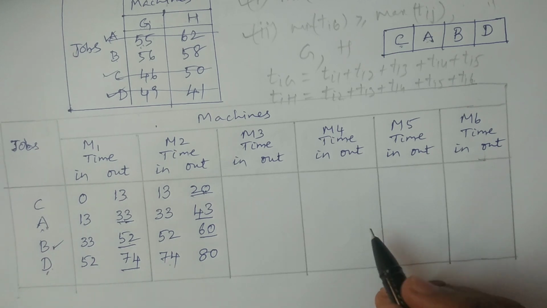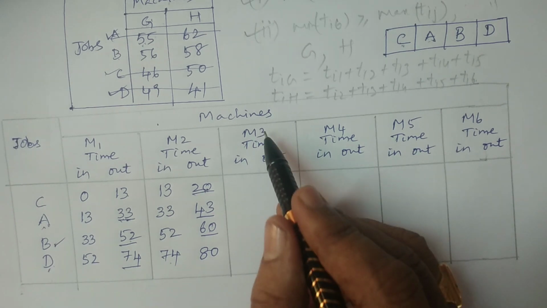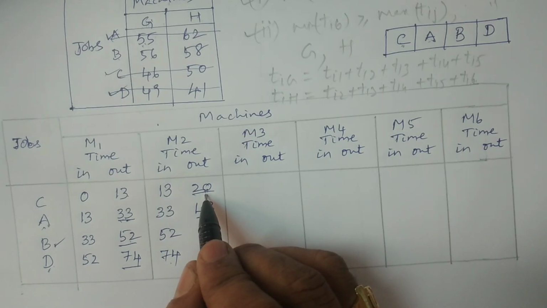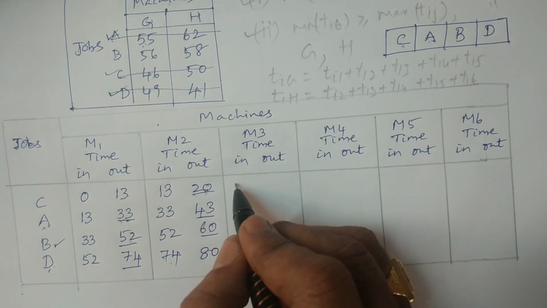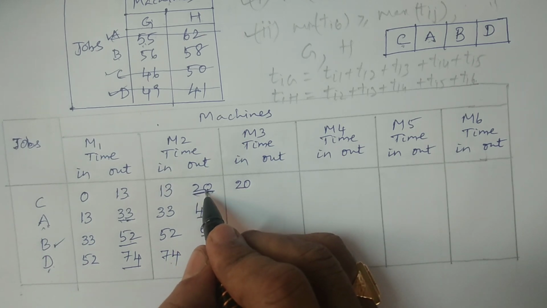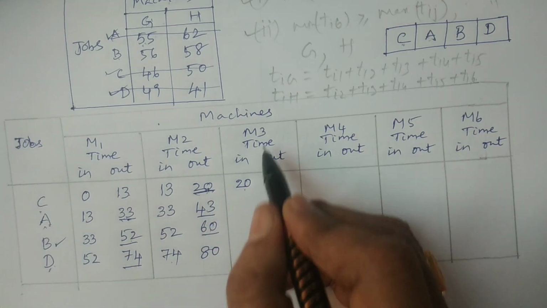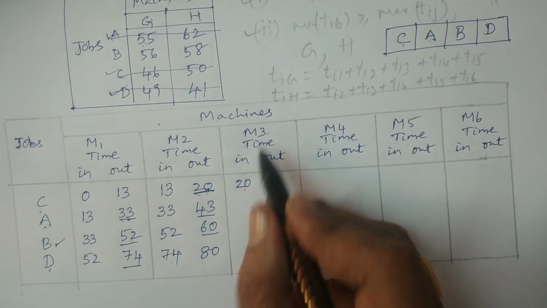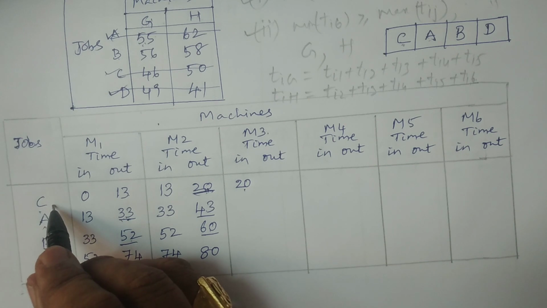Now again you have to come to the machines. Now you have to calculate the time ins and time outs of machine 3. What is the time in for the first job? The time out of the first job on machine 2 is the time in for the first job on machine 3. The first job, job C in machine 2, is 20, and it is the time in for the third machine. So let it be 20 hours. Machine 3 has to wait for 20 hours to start job 1, that is C.